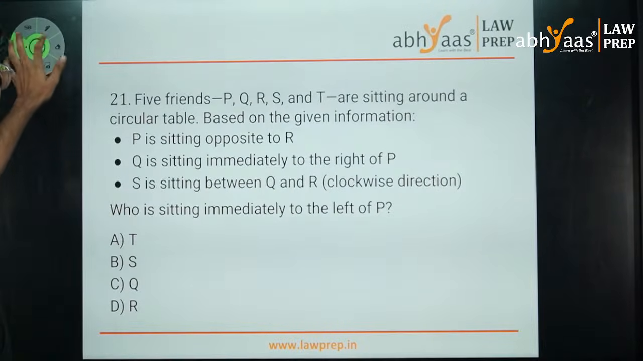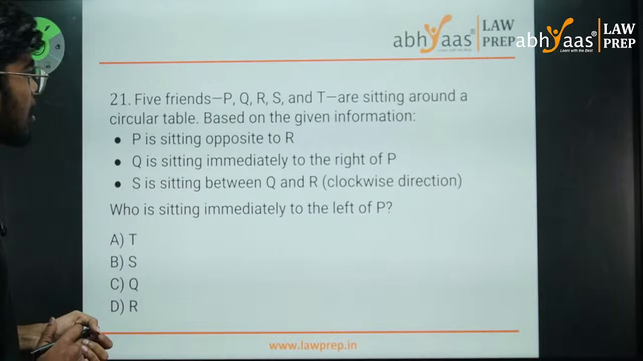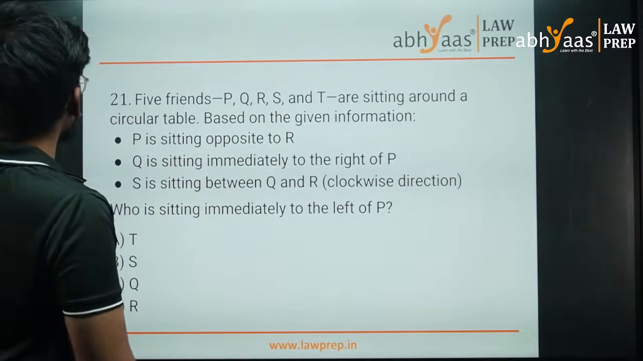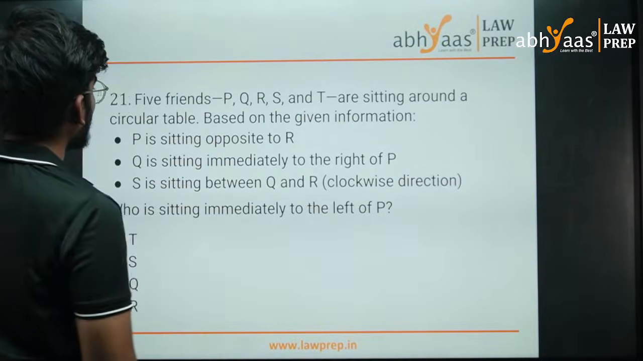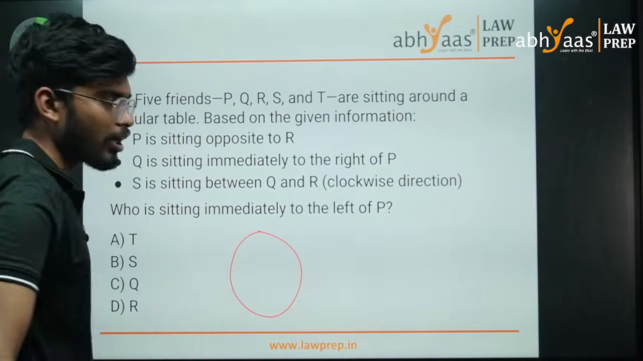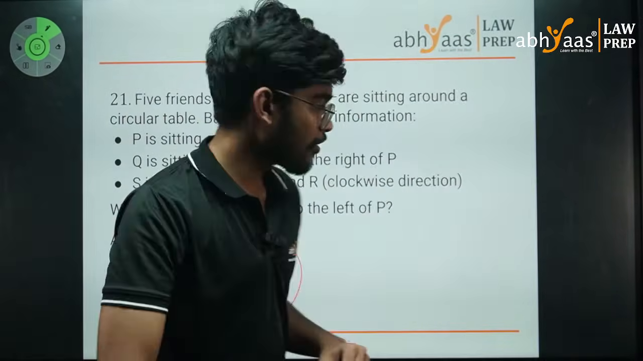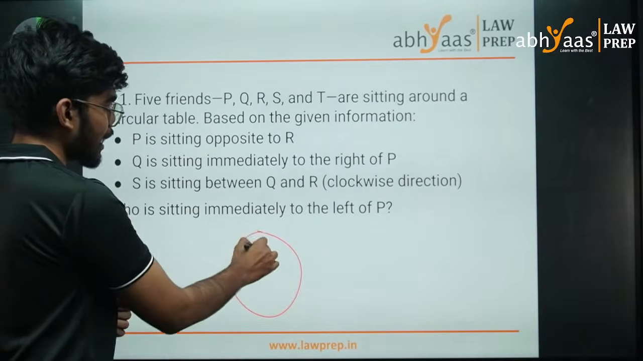The last one. 5 friends P, Q, R, S, T are sitting around a circular table. Based on the given information, P is sitting exactly opposite to R. Just a minute. 5 friends are sitting at a circular table. So what if it is 5? Some students find it difficult or confusing when there are exactly 5.